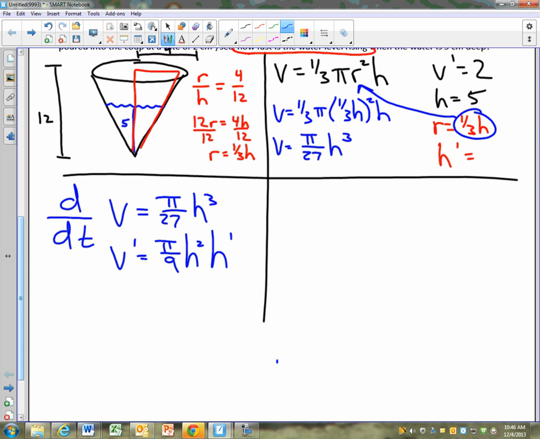And now in the last box, I go ahead and solve. What is v prime? Dos! Spanish for 2. H squared is 25 times h prime. So we want to solve for that. I'm sure you come up with the same answer.